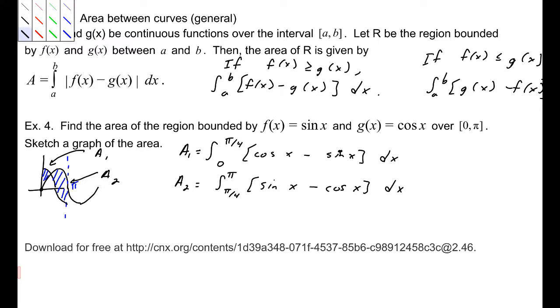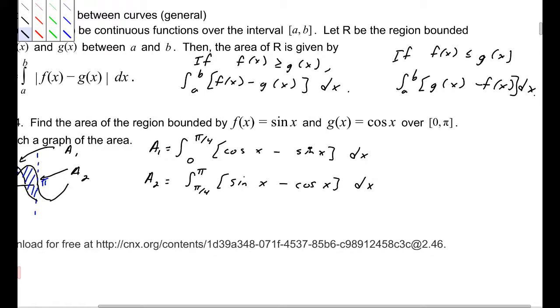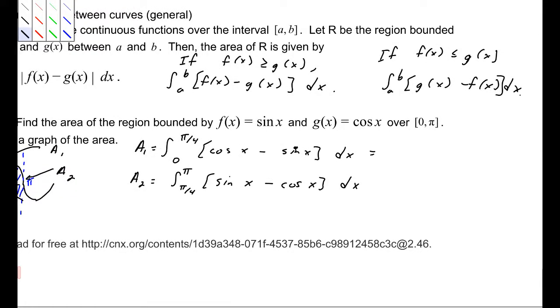So that would turn out to be, let's use this space over here, negative sine x minus, no, actually it's just plain old sine x.